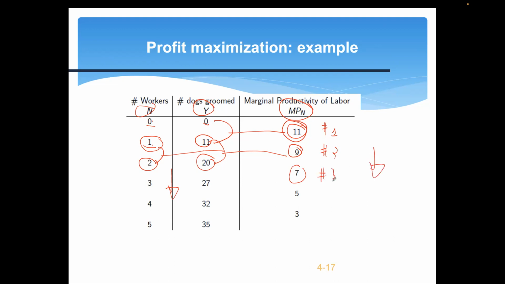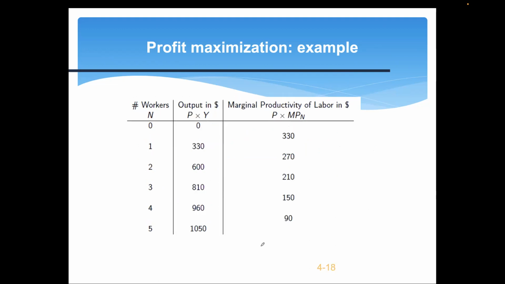Why is it declining? You can imagine. They have the same amount of tubs and the same amount of brushes. The more workers share the fixed amount of capital, each additional worker is going to have less capital. So that's why the marginal productivity of labor is going to decline.